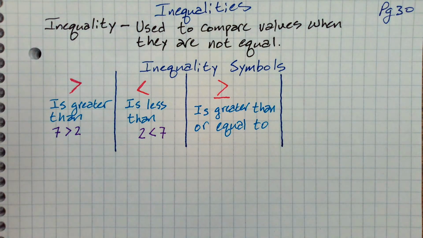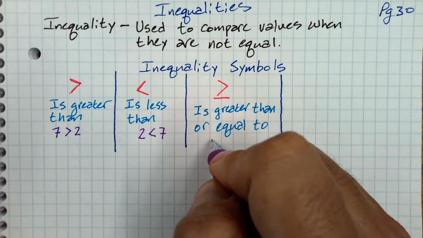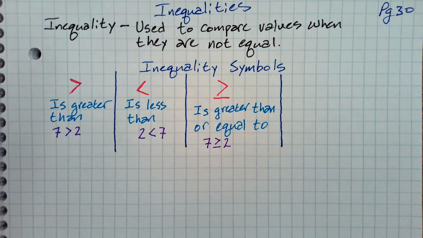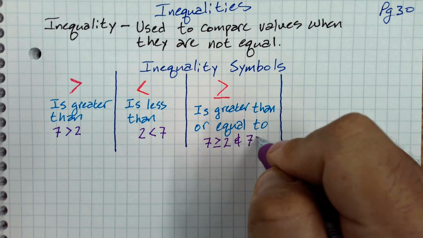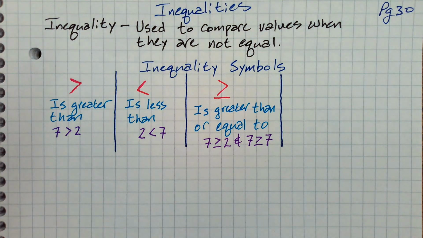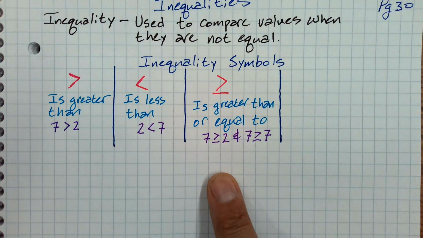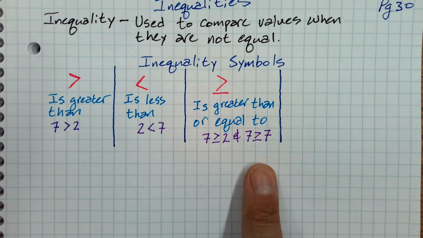And you know what that means, basically? I could have this. I could have 7 is greater than or equal to 2. I could have that. And I can also have 7 is greater than or equal to 7. That would also work. Both of those are true. 7 is bigger than 2, right? But isn't 7 equal to 7? So the number that we're comparing for itself is part of the answer.